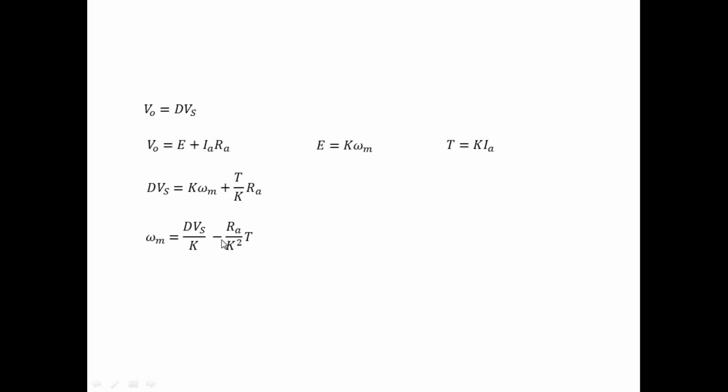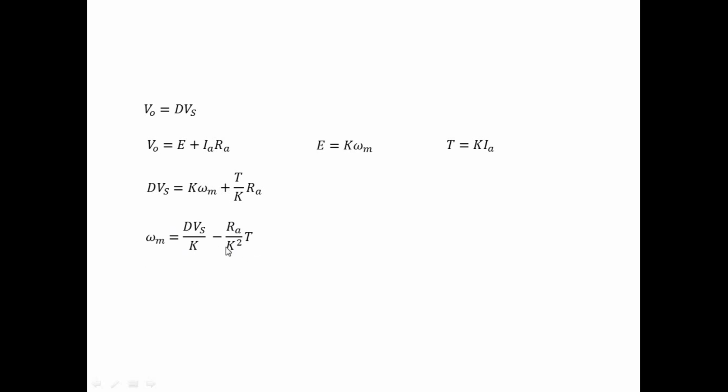So this is the output voltage equation from the DC chopper. If you are using this chopper to drive a DC motor, the output voltage will be E plus IaRa, where E is equal to K omega m and torque T is equal to K Ia. So we can substitute V0 as dVs, E as K omega m, and Ia as T by K. Then we can find omega m as dVs by K minus Ra by K square into T.